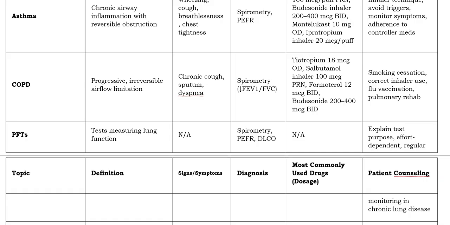Counseling focuses on explaining the test purpose to the patient, emphasizing it's effort-dependent, they need to follow instructions and breathe forcefully, and highlighting its role in monitoring chronic lung diseases like asthma and COPD. It's about understanding the tool.